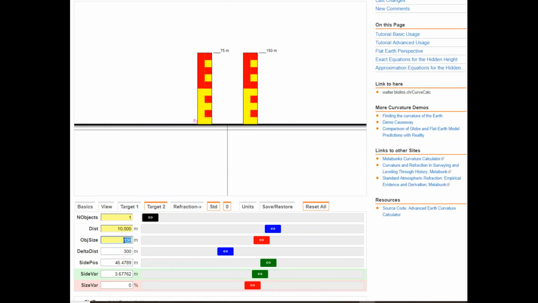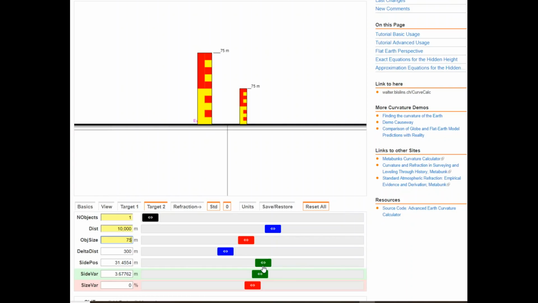If I make the far object the same height as the near object, there you go. The far object is twice as far away and it appears to be half the height. This kind of calculator takes perspective into account.